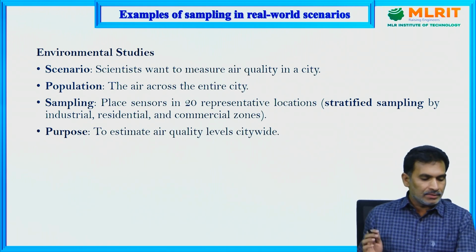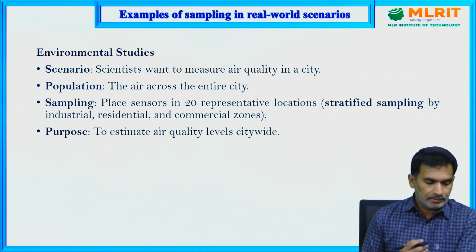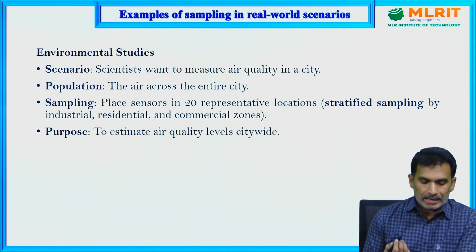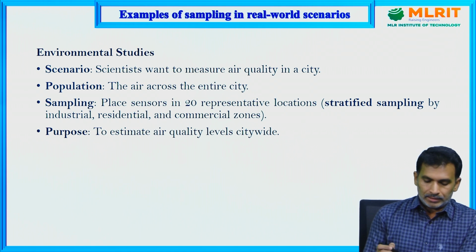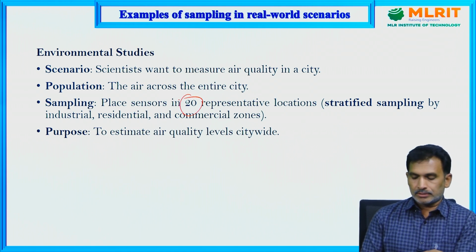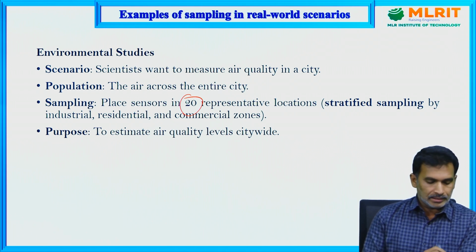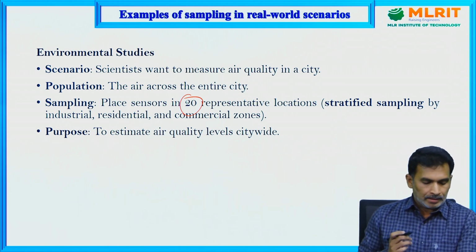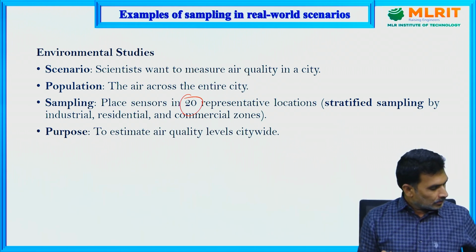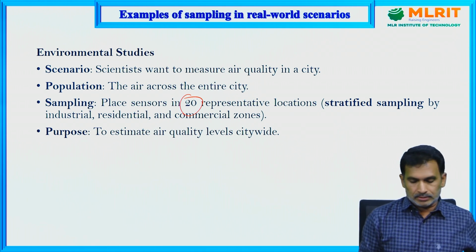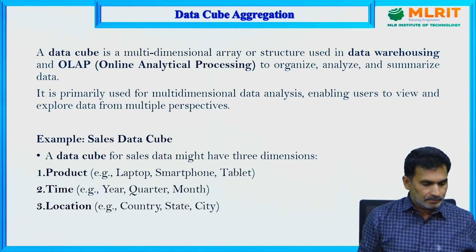Next, another one is environmental studies. Here the scenario is that scientists want to measure air quality in a city. The population would be the air across the entire city. For the sampling, we could place sensors at 20 representative locations. That is stratified sampling by industrial, residential and commercial zones, etc. The purpose is to estimate air quality levels citywide, because we deployed these 20 sensors in representative locations.